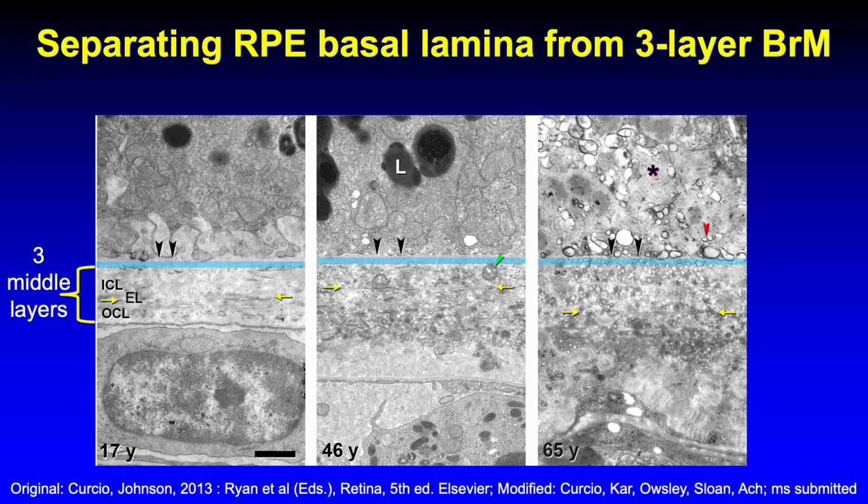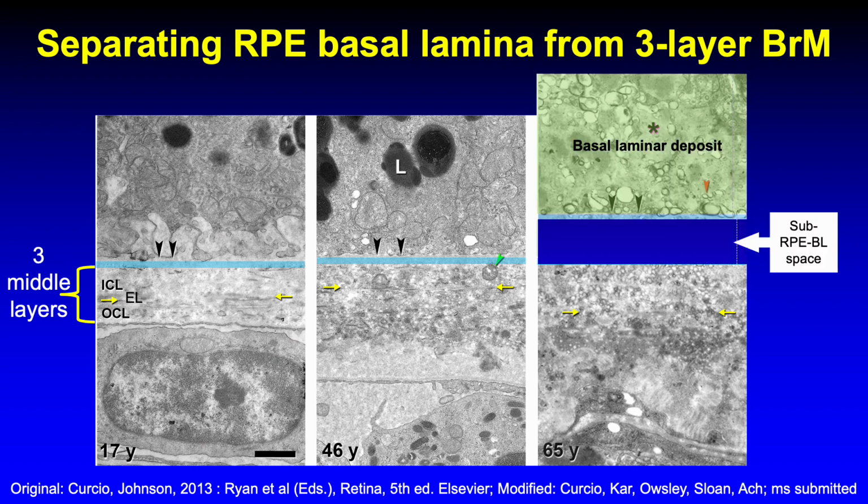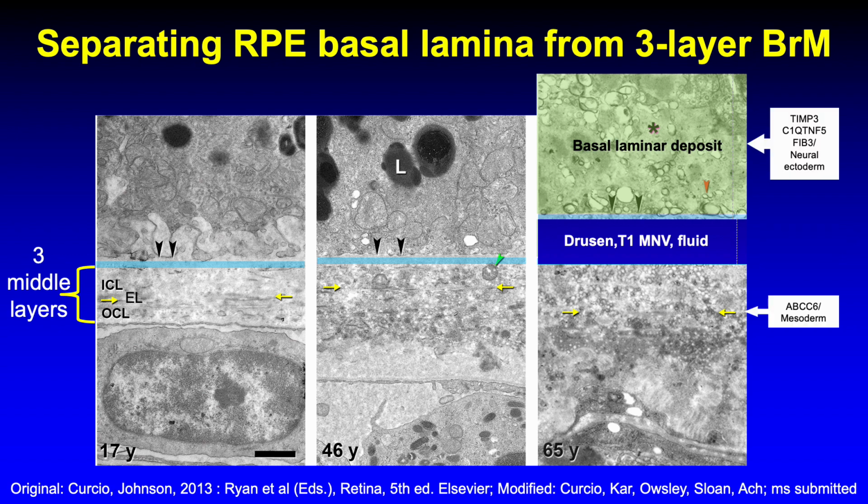The RPE, being an epithelium, has a basal lamina with different collagens from those found in the other layers. And in AMD, the basal lamina thickens to become BLamD. It adheres to the RPE and opens a cleavage plane called the sub-RPE basal laminar space, where we get drusen, type 1 neovascularization of choroidal origin, and fluid.